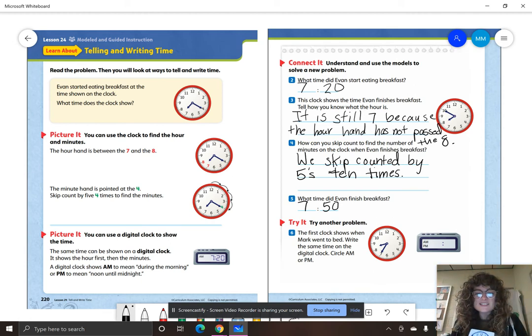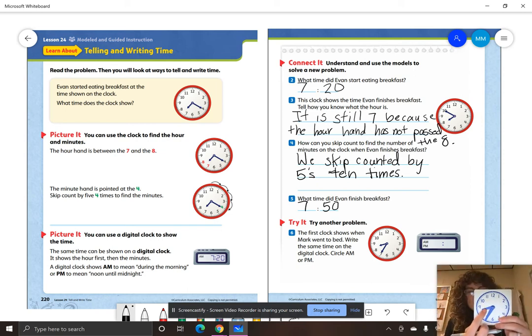All right, number 6, it says the first clock shows when Mark went to bed. Write the same time on the digital clock, circle AM or PM. All right, so let's see. Our hour hand is between 8 and 9. Our short hand is our hour hand. It's between 8 and 9. And our minute hand is at the 7. Ooh, remember, the minute hand is that longer hand. What are we going to skip count by to find how many minutes have gone by? We're going to skip count by 5s.